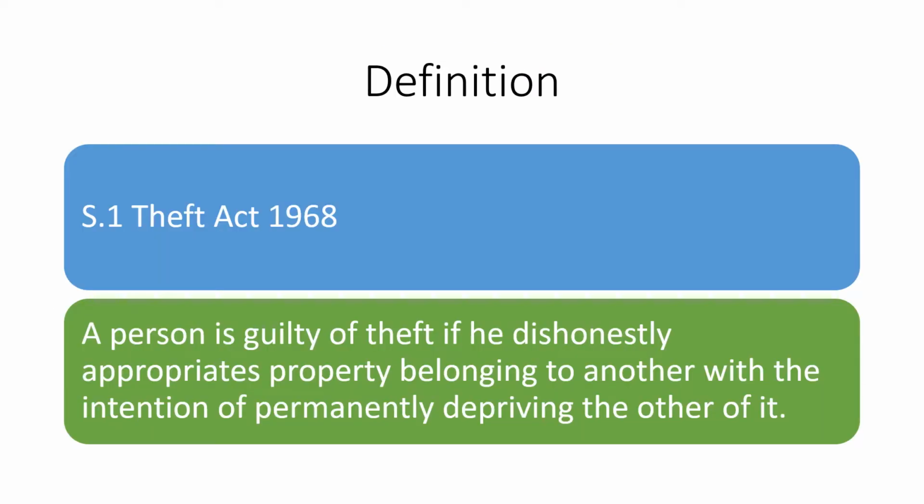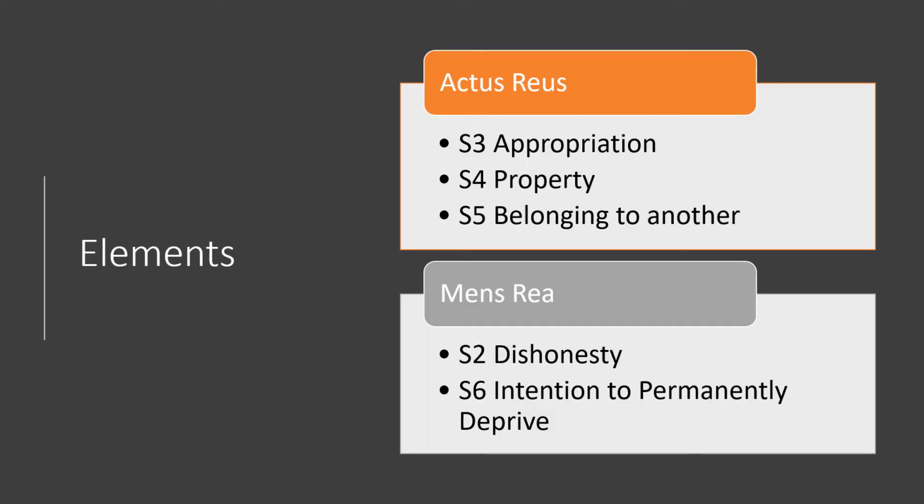So the definition of theft contains all of the elements of theft, so it's really nice. Once you've remembered all of these elements, you're able to just list them and of course apply them as you would once you've separated them into actus reus and mens rea elements. So section 1 of the Theft Act 1968 gives us a definition. A person is guilty of theft if he dishonestly appropriates property belonging to another with the intention of permanently depriving the other of it.